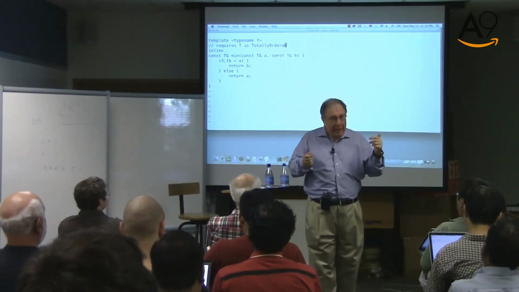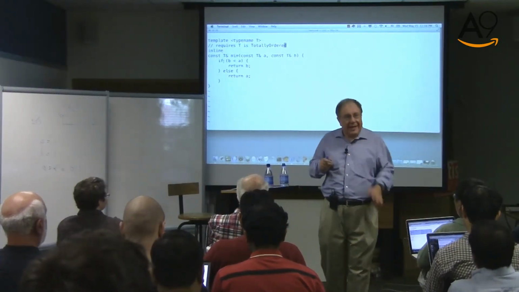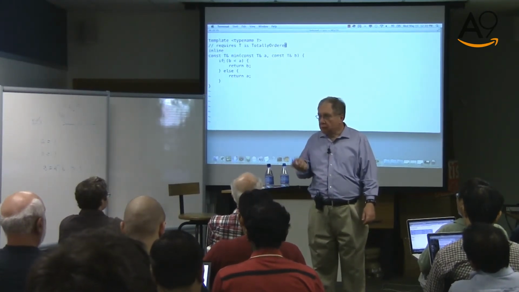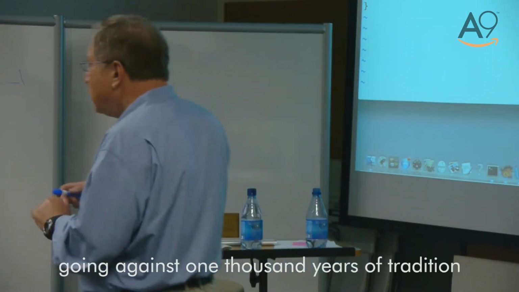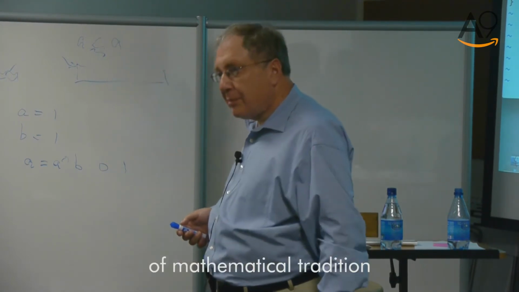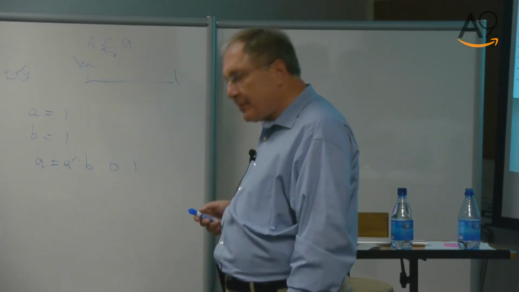So how could we do that? I actually claim that there are some people who say, oh, very simple, we'll define less than to be the weak order. That's evil. Why is it evil? It's going against 1,000 years of tradition. Which mathematical tradition?